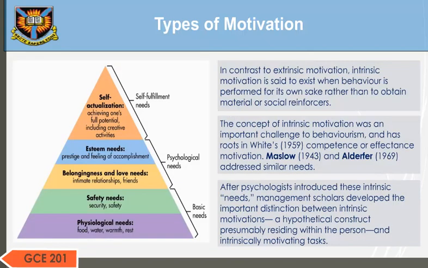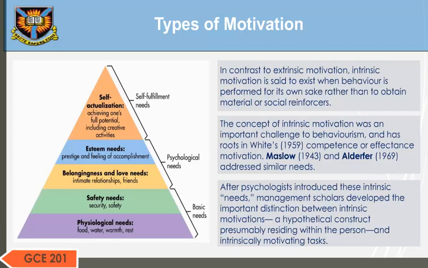In contrast to extrinsic motivation, intrinsic motivation is said to exist when behavior is performed for its own sake rather than to obtain material or social reinforcers. The concept of intrinsic motivation was an important challenge to behaviorism and has roots in White's 1959 competence or effectance motivation. Maslow 1943 and Alderfer 1969 addressed similar needs.